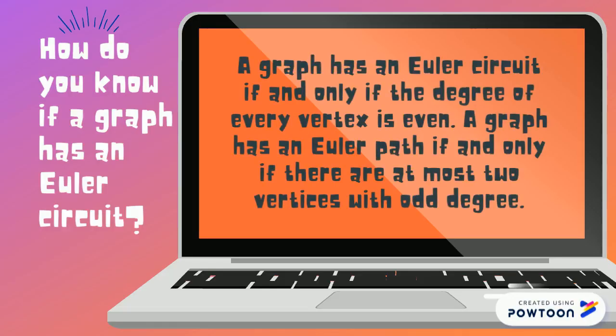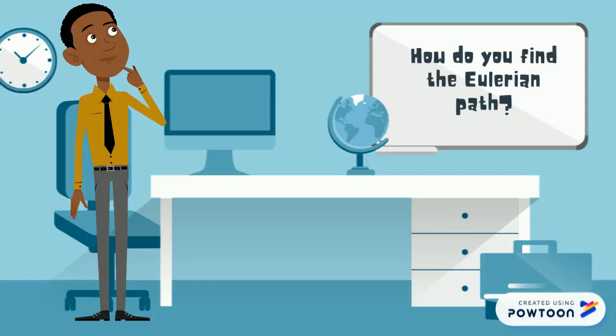How do you know if a graph has an Euler circuit? A graph has an Euler circuit if and only if the degree of every vertex is even. A graph has an Euler path if and only if there are at most two vertices with odd degree. How do you find the Eulerian path?